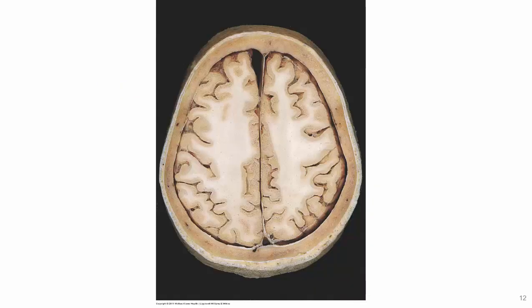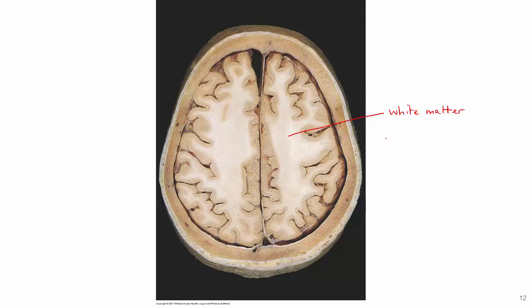Over the next couple of slides, I just want to give you a couple of different views of the brain and identify a few more structures that we might have missed. In this view, which is a transverse section through the brain, we can see a couple of features. You can see all the white areas of the brain. That's the white matter.